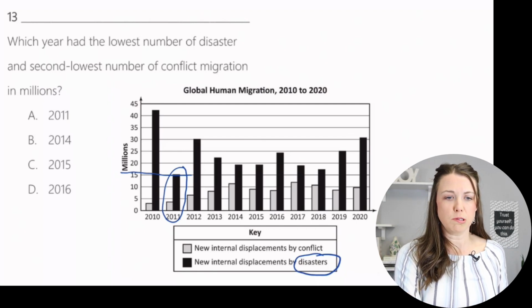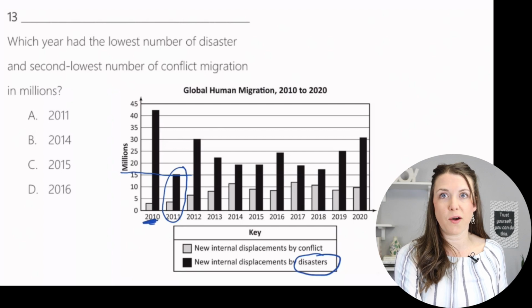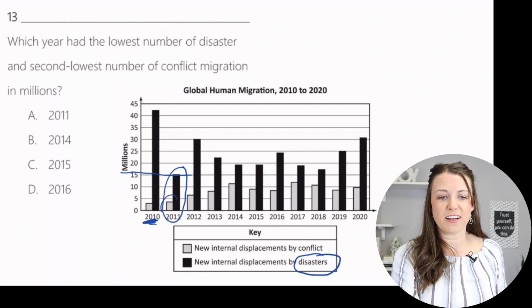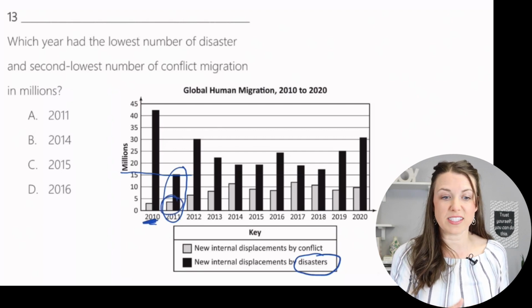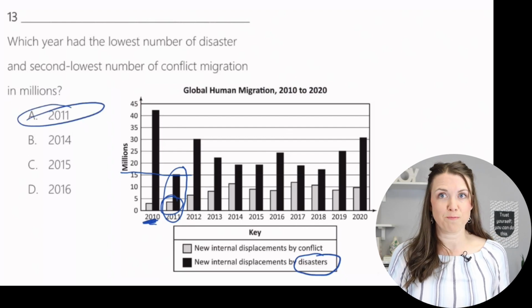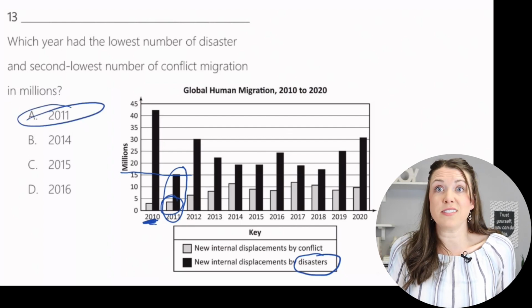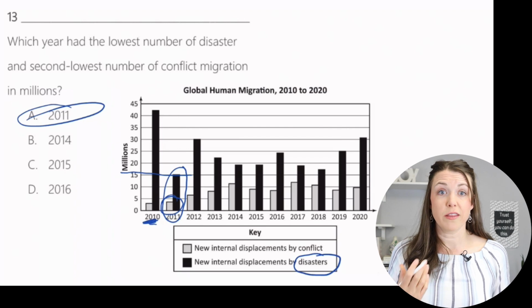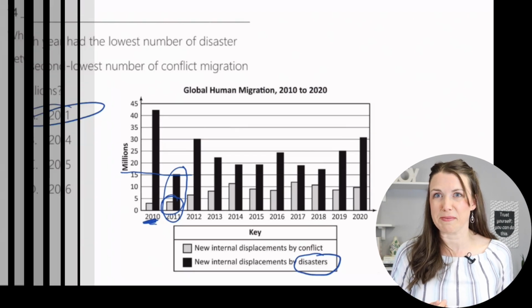So we've got some low conflicts. Looks like 2010 is slightly lower. And there's our gray right there, second lowest. So 2011 is our answer, which is A. And again, this one is an easy question. So really make sure that you know how to read these charts and graphs.